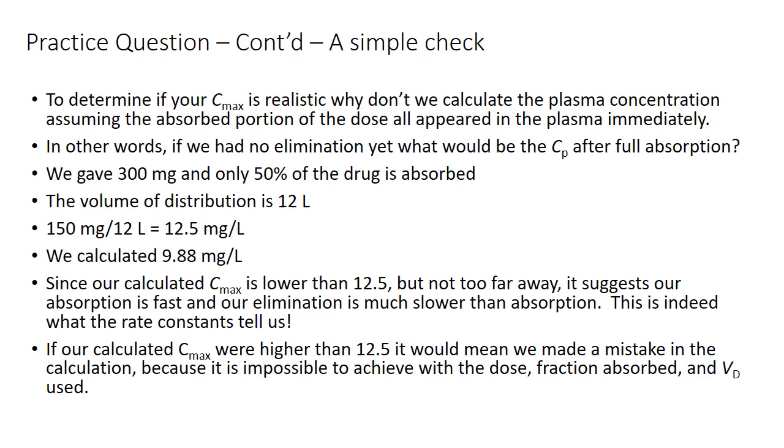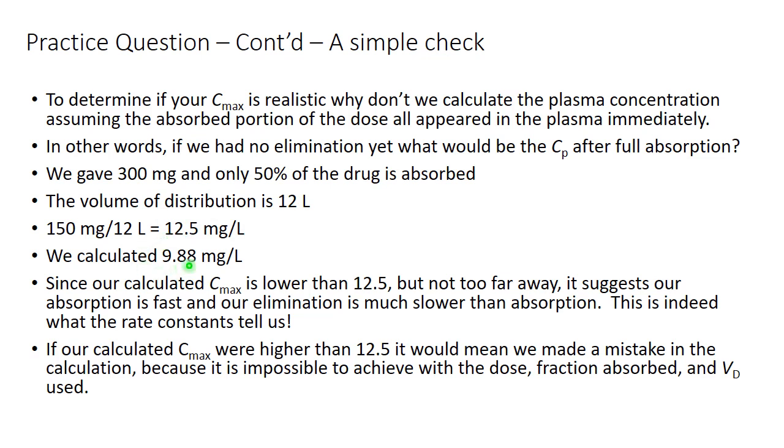You take your dose. We said 50% is absorbed, and we'll say that's not changing. 50% of 300 is 150 milligrams absorbed. The volume of distribution is 12 liters. So if we take 150 milligrams divided by 12, we get 12.5 milligrams per liter. So that's the simple check. It's saying if the drug was only absorbed and then untouched once it was in the plasma, we should get 12.5 milligrams per liter based on the volume of distribution.